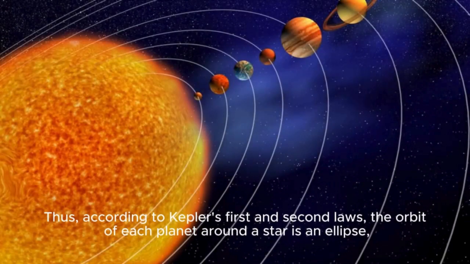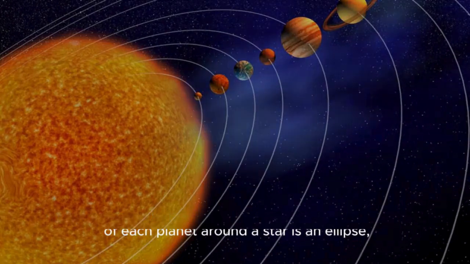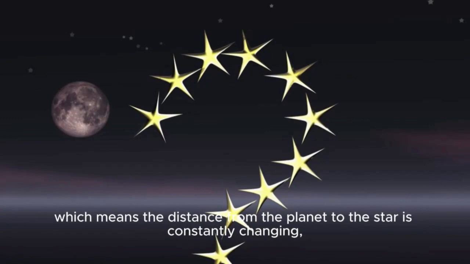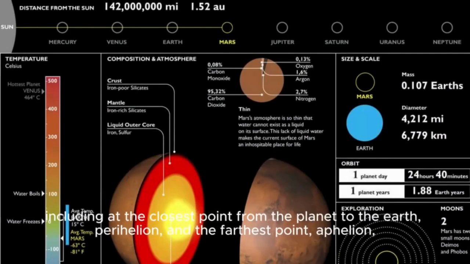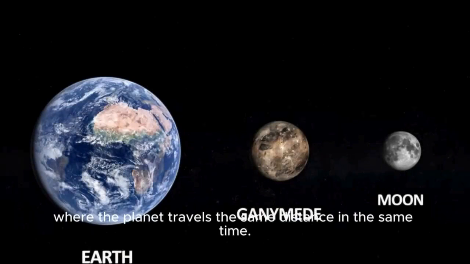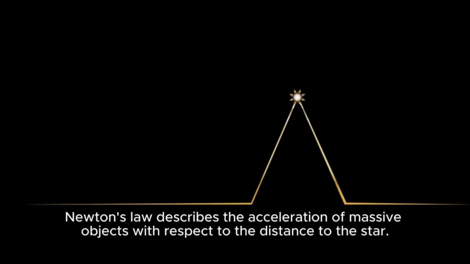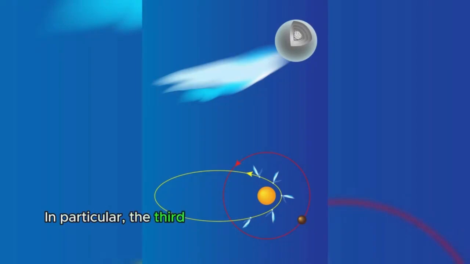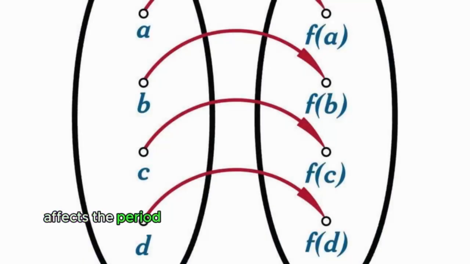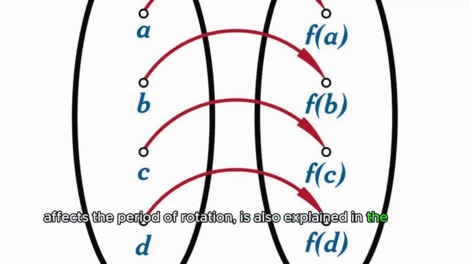Thus, according to Kepler's first and second laws, the orbit of each planet around a star is an ellipse, which means the distance from the planet to the star is constantly changing, including at the closest point from the planet to the star, perihelion, and the farthest point, aphelion, where the planet travels the same distance in the same time. Newton's law describes the acceleration of massive objects with respect to the distance to the star. In particular, the third law, which explains that an increase in the orbital radius affects the period of rotation, is also explained in the same way.